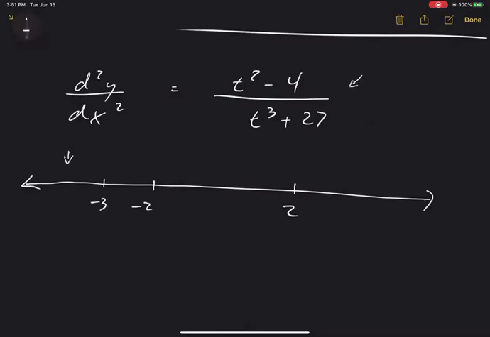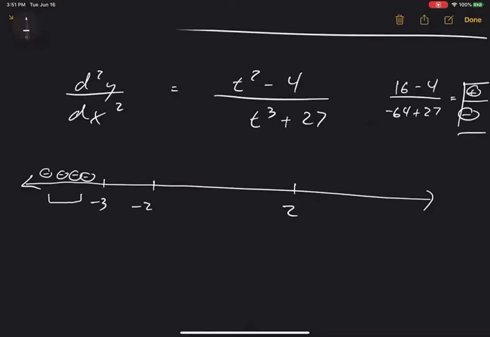So just pick a convenient point. Let's say we pick -4. -4 is in this left section, right? I plug -4 into my second derivative, and what do I get? I get 16 minus 4 over -64 plus 27. Is this number positive or negative? Well, I got a positive number on top over a negative number, so this is going to give me a negative number. I tested a point in this section and found it was negative, so that's true for that entire section. My second derivative is negative in this left section.